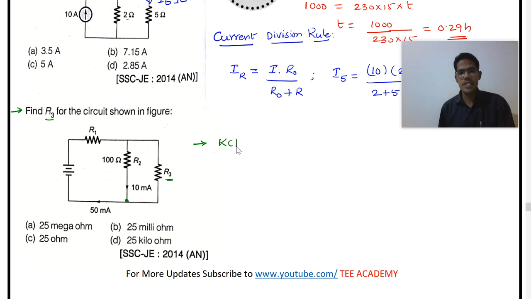KCL says that the algebraic sum of currents at a node is 0. That means current entering should be equal to current leaving. So let us assume I3 value. If you apply KCL at this node, the entering currents are 10 milliamperes plus the I3 value, both entering this node. Suppose you are standing here, the current is entering here, and the current leaving here is equal to 50 milliamperes.